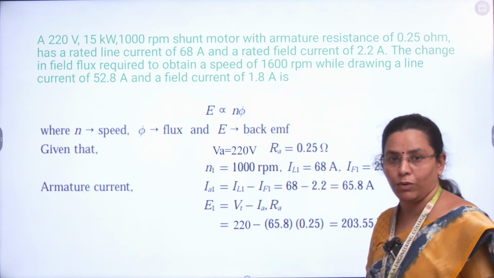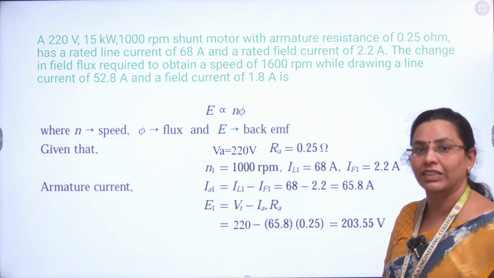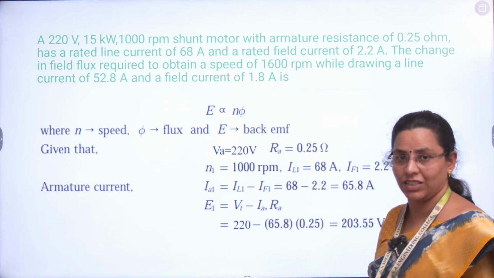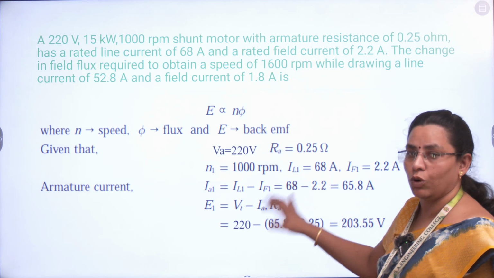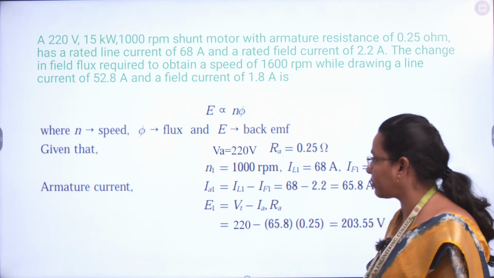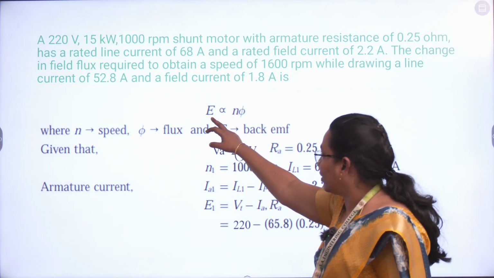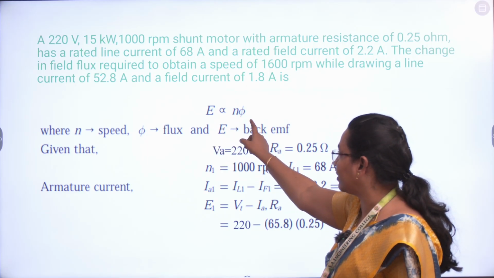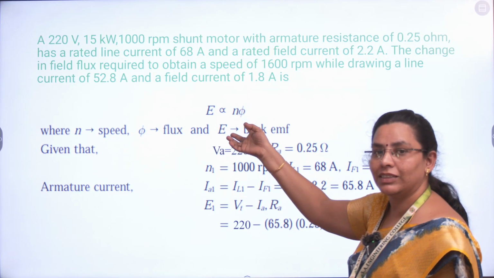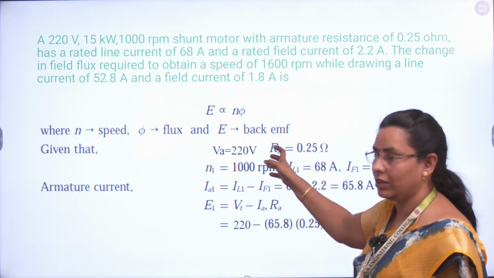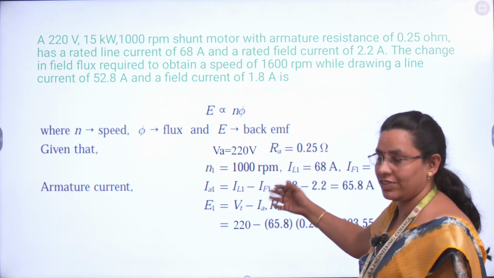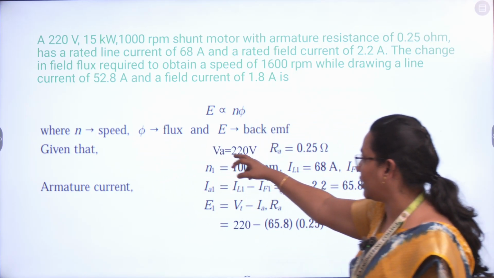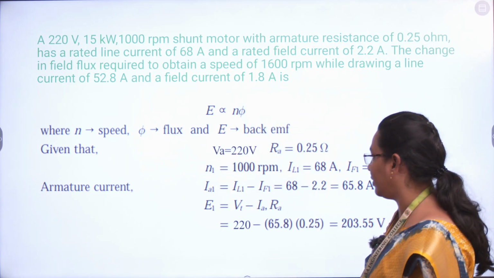In the last problem, we maintained the flux as a constant value, but in this case, if the flux changes, that is, if the speed changes, what about the flux value? The relation between EMF and speed is that EMF is proportional to flux into speed. In a separately excited motor the flux is maintained constant, but in this case we have a different scenario. In the given data, N is speed, phi is flux, and E is back EMF.